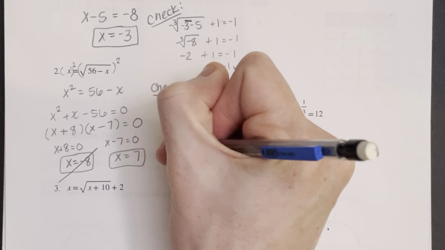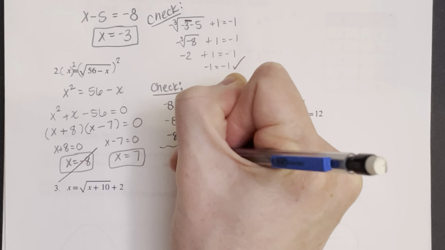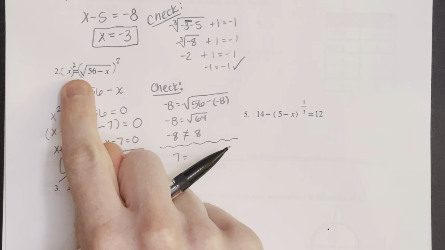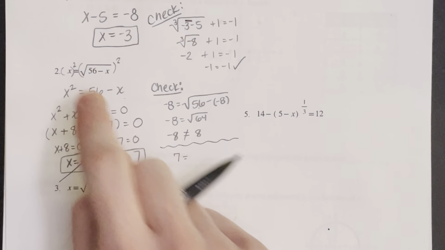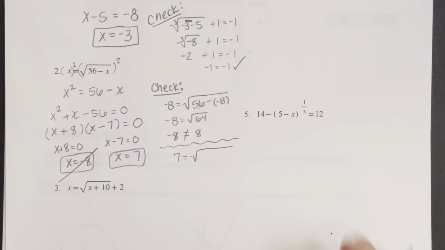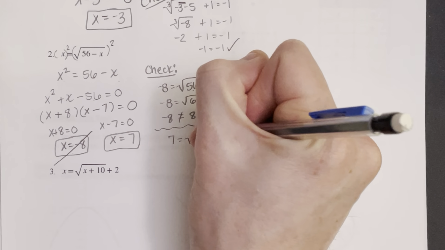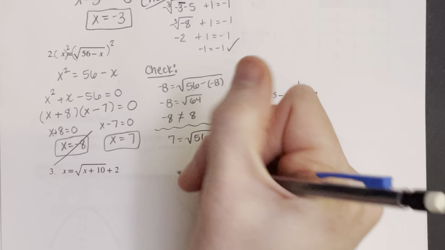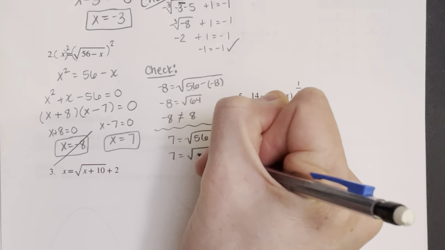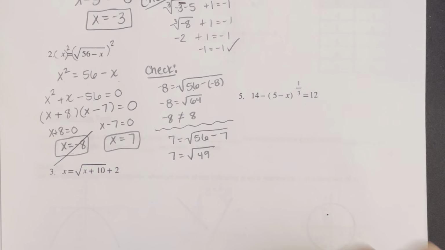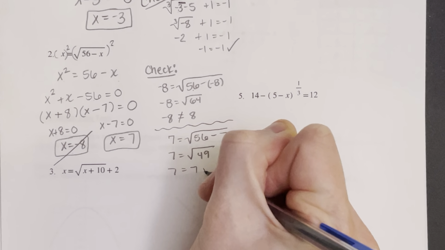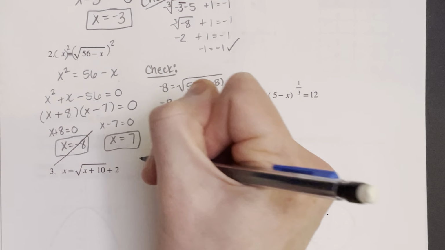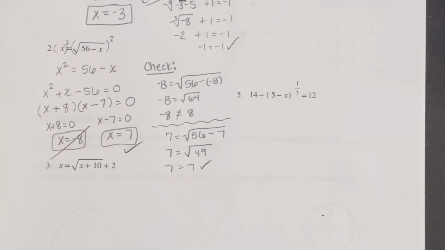If I tried 7, x equals, so 7 equals the square root of 56 minus x, so 56 minus 7. Well, 56 minus 7 is 49. Square root of 49 is 7, and 7 does equal 7. So that one does work, but negative 8 did not.